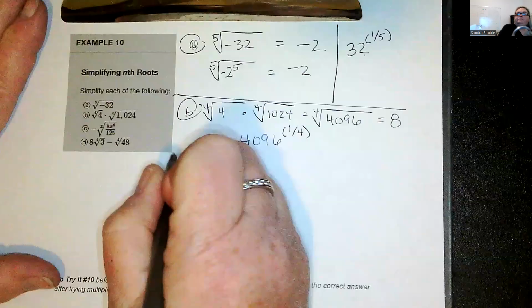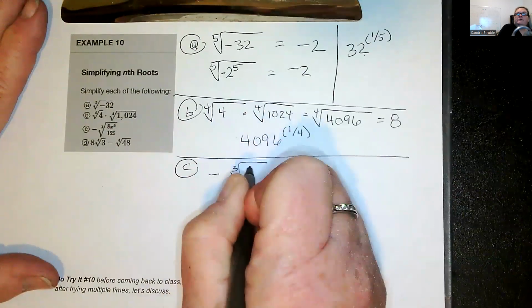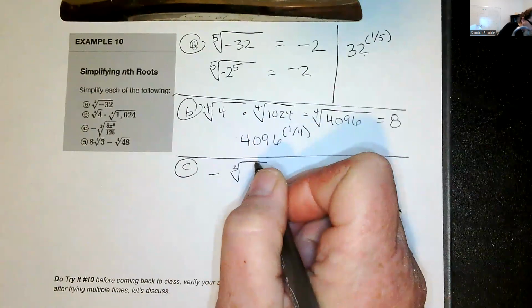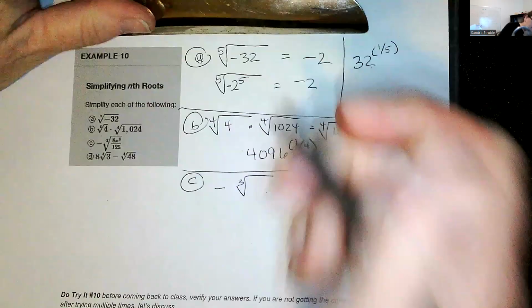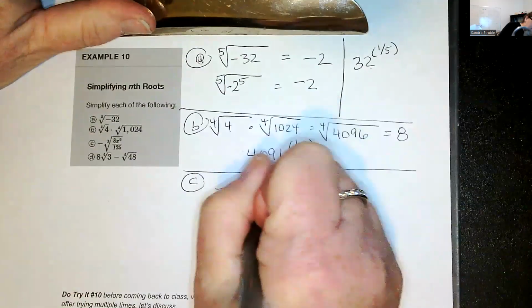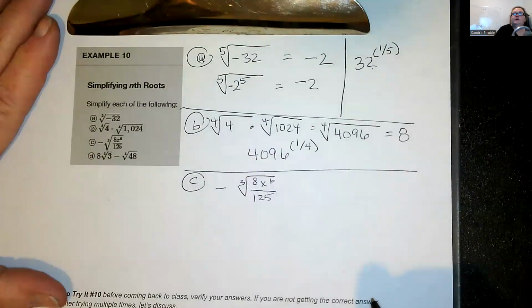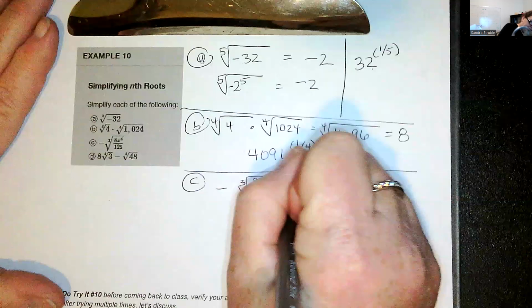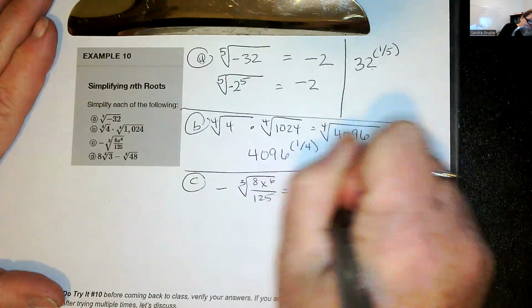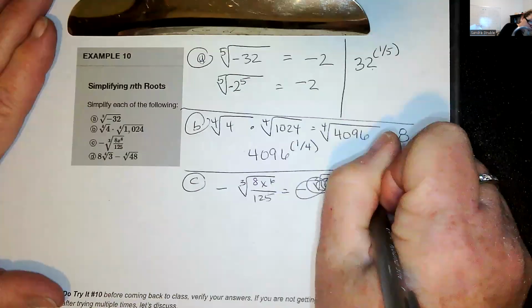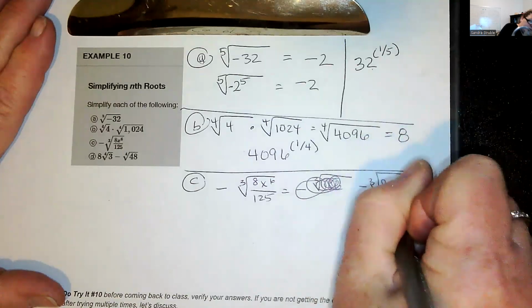Okay. Let's look at C. It is a negative cube root of 8x to the 6 divided by 125. Oh gosh, I can't see that. Let's see if I can make it bigger for me. 8x to the 6 divided by 125. Okay. And it's a cube root. Well, I'm going to break these up. I'm going to do the cube root of 8x to the 6 divided by the cube root of 125.